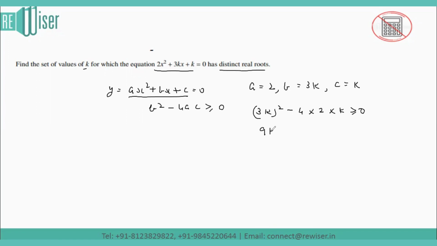So that means 9k squared minus 8k has to be greater than or equal to 0. So we can say that 9k squared has to be greater than or equal to 8k. If we cancel out k from both sides, the value of k has to be greater than or equal to 8 by 9. And that will be the final answer for the range of values of k.